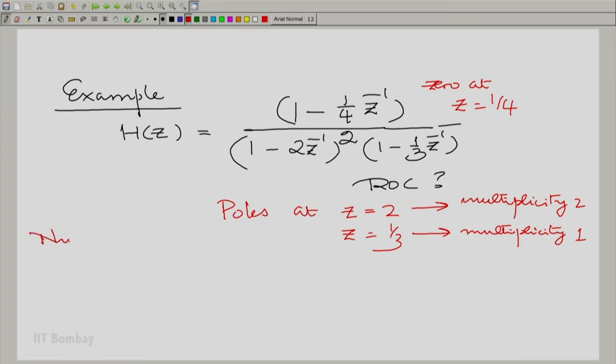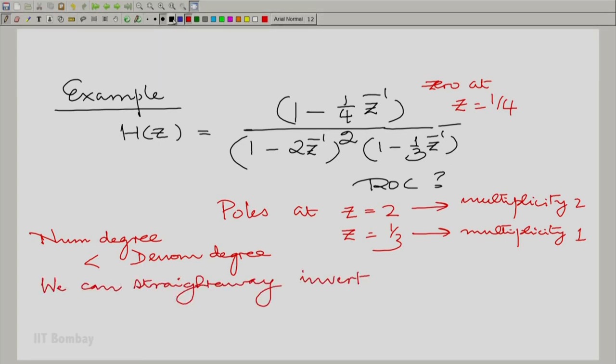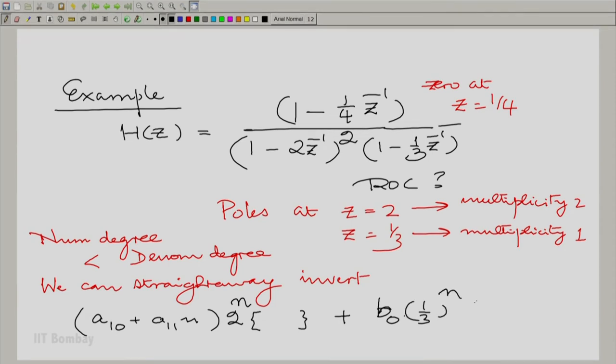And of course, the numerator degree is less than the denominator degree. So, we can straight away make a partial fraction expansion. We can straight away invert. What would the inverse look like? The inverse would be of the form some, let us say, (a10 plus a11 n) times 2 raised to the power of n. Now, here you have to take a decision, u n or u minus n, and then plus simply some b0 times 1/3 to the power of n, and again we have to take a decision between u n or u minus n.